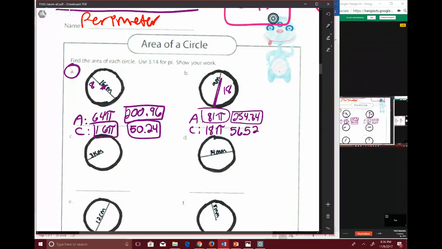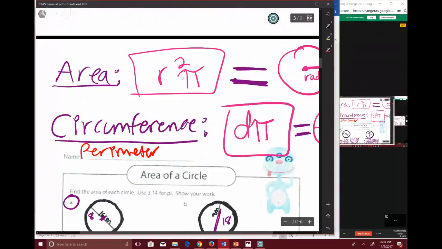So 18 pi and 56.52. Go ahead and practice more off of this sheet or anywhere else you find regular circles in the packet before trying to move on to half circles.